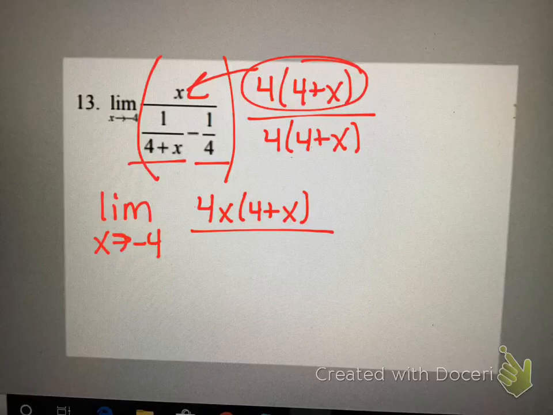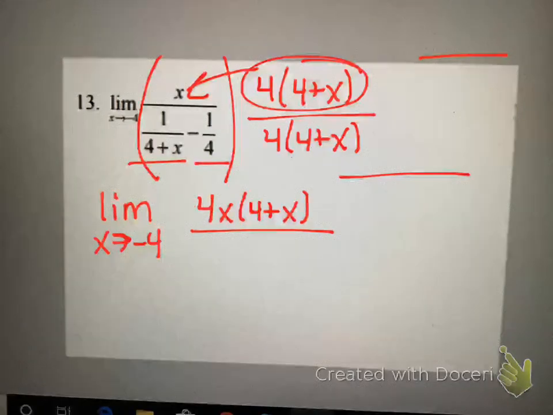When I distribute, I don't have any idea how I just did that. I don't know why it just moved. Okay, well, let's try not to move it anymore.